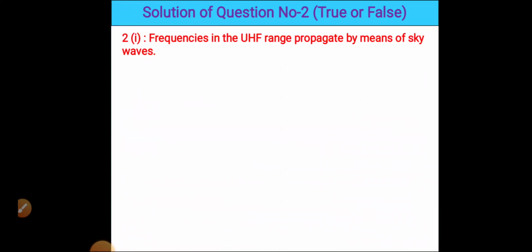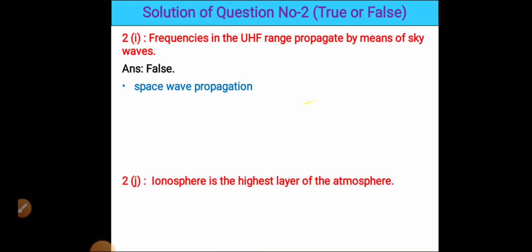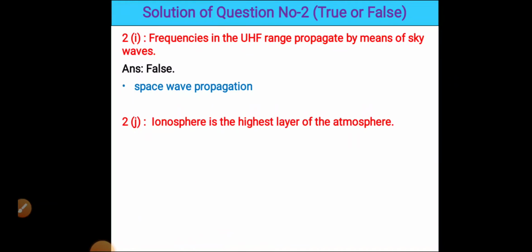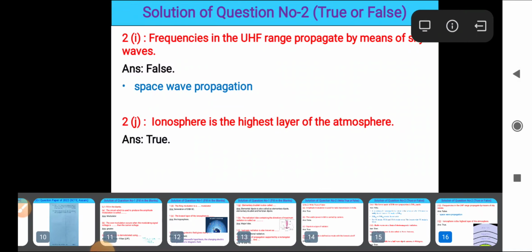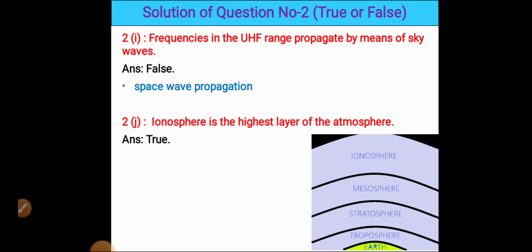Frequency in ultra high frequency range propagates by means of sky wave. So this statement is false, because it is space wave, not sky wave. Ionosphere is the highest layer of the atmosphere. Yes, this statement is true, because if you see here, ionosphere is the highest layer of the atmosphere.